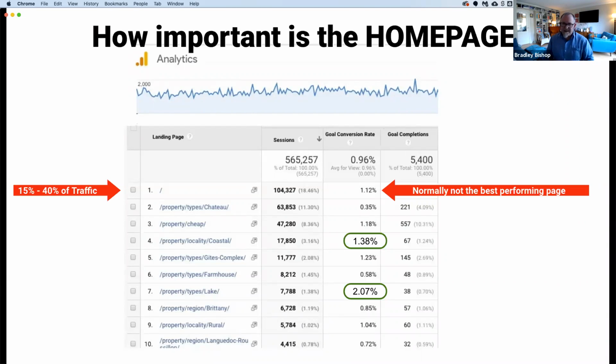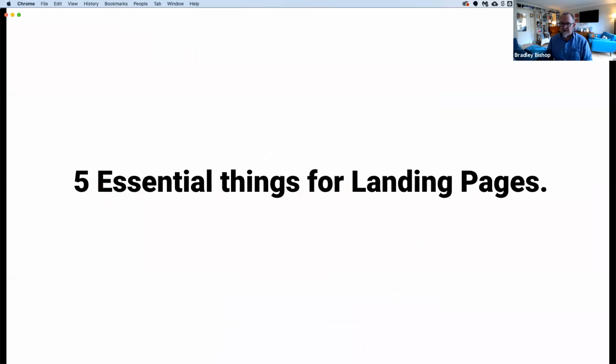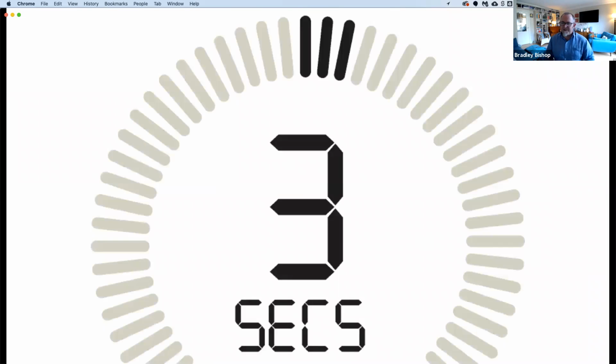So just understand that your homepage is not the best place to convert people, which means you've got to make a great landing page all through your site, okay? So now we understand that all of the pages are landing pages. We're now going to go through the essential things for a landing page to have. First of all, it needs to load quickly.